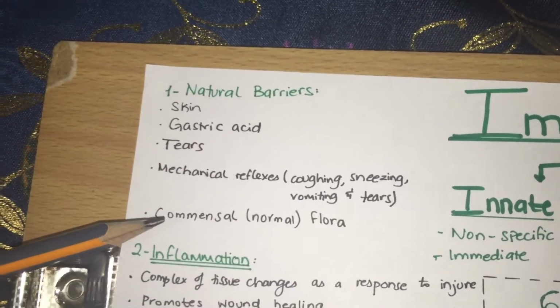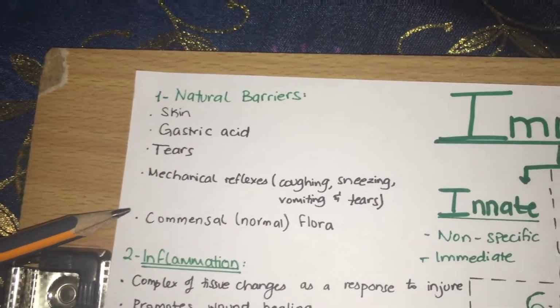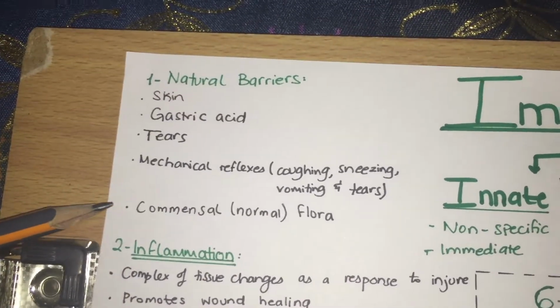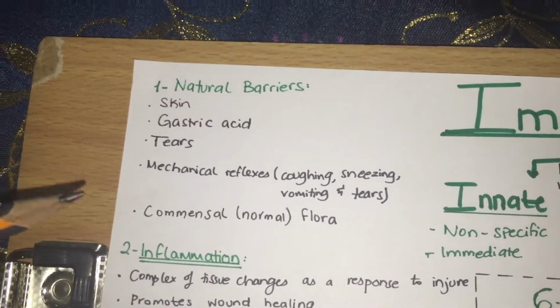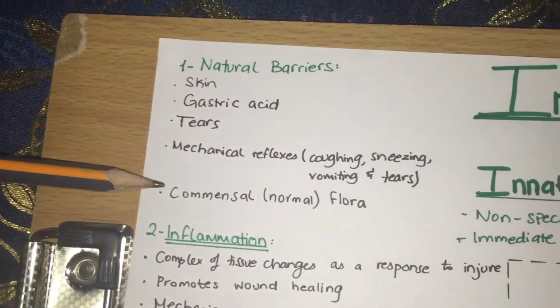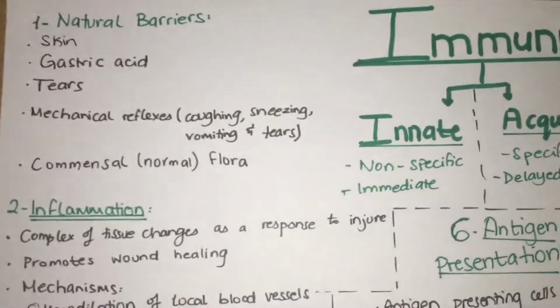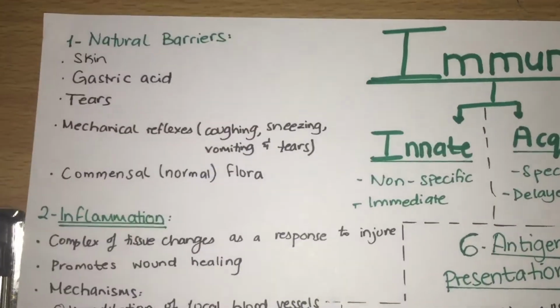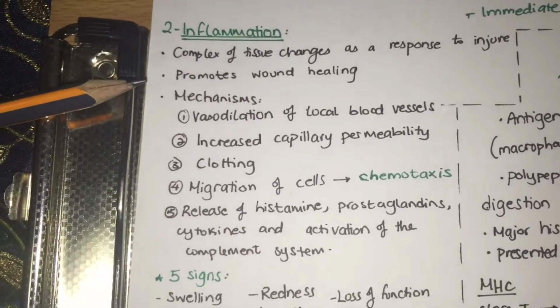And then we have commensal or normal flora. These are basically bacteria in the intestines or in the rest of the body, and they manage to compete with other bacteria. If these are available and they're good bacteria, there isn't enough nutrients or enough supply for other bacteria to survive. Then we're going to be talking about the second response, which is inflammation.